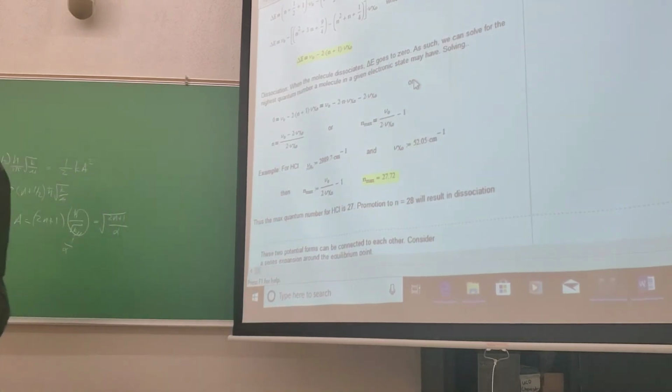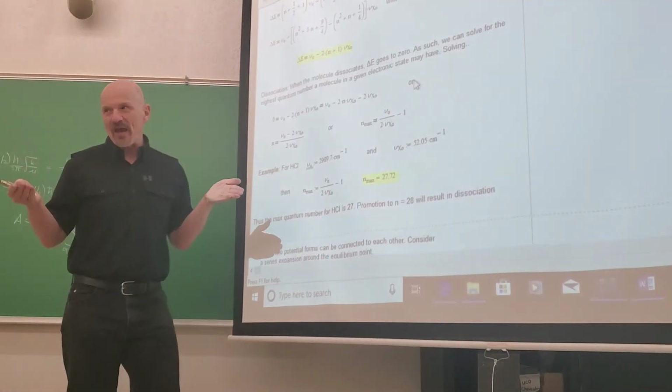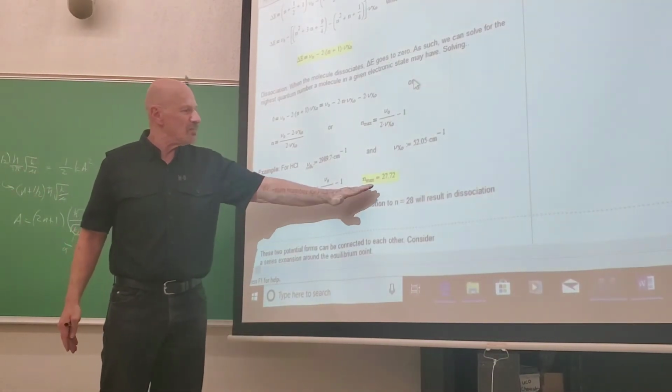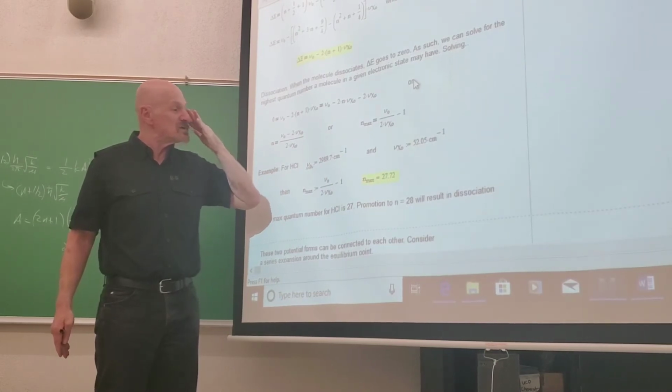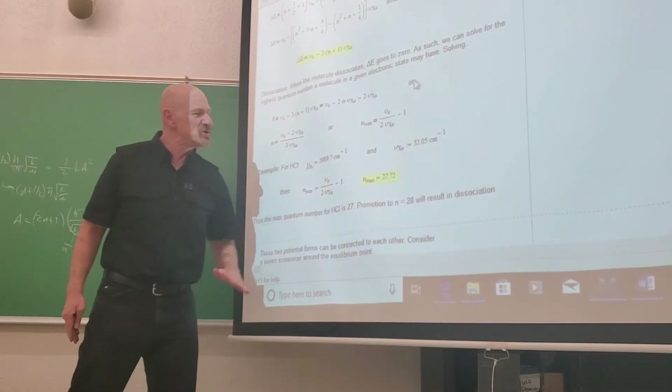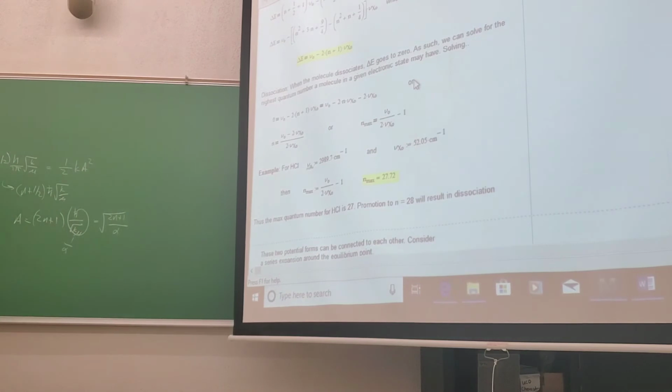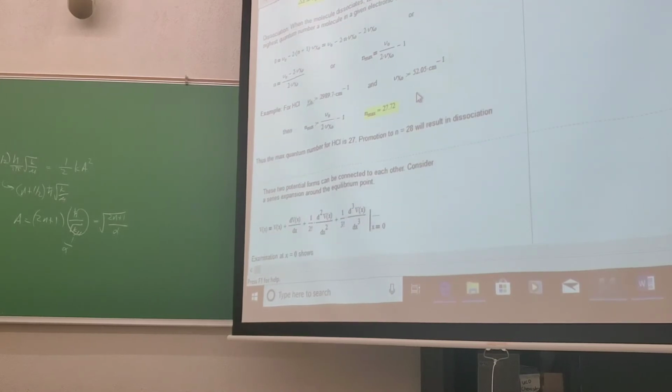So what that says is the maximum quantum number that HCl can have is 27. If it jumps to 28, it becomes atoms. It becomes hydrogen atoms and chlorine atoms. So remember that we have to have quantized states. So the n max from this is about 27.72. So promotion to n equals 28 will result in dissociation. So we'll find that, and you're going to do that for iodine, like I say, next week. We'll get that from the spectrum.